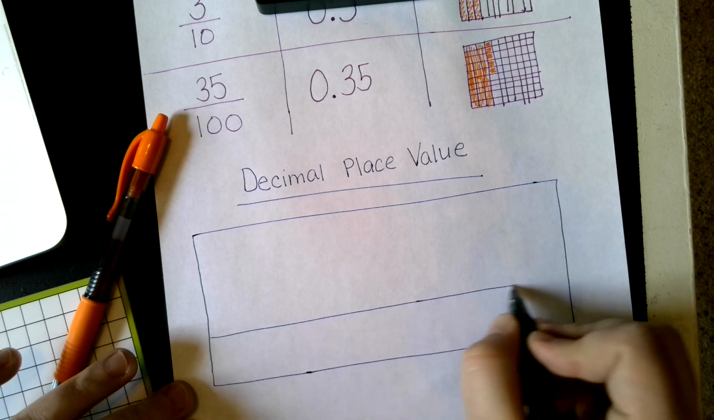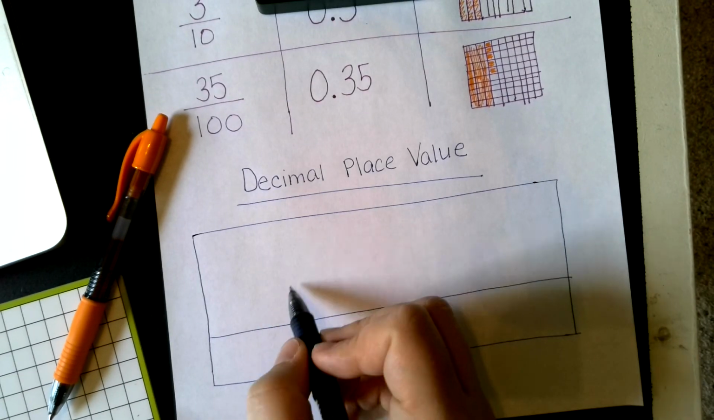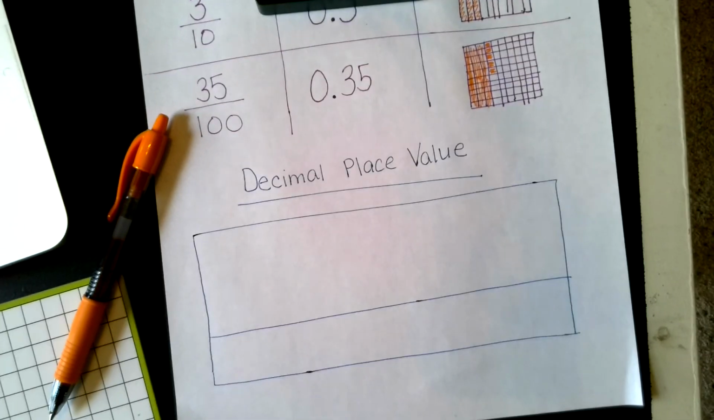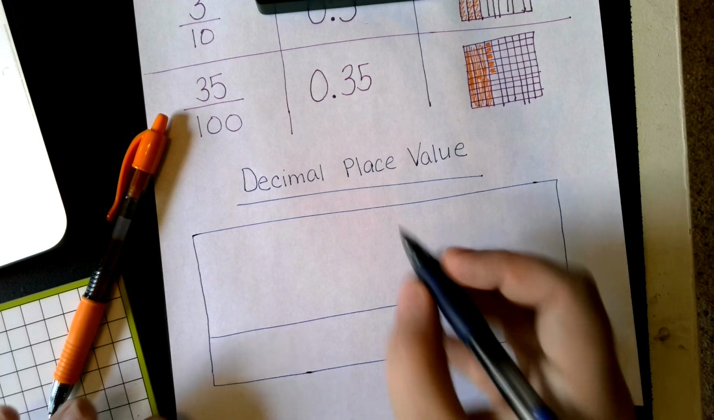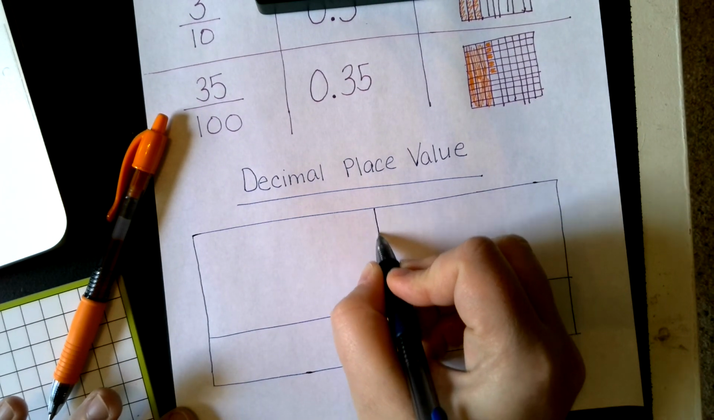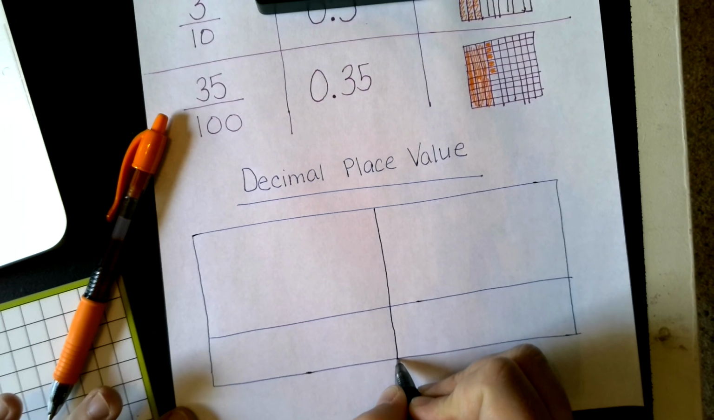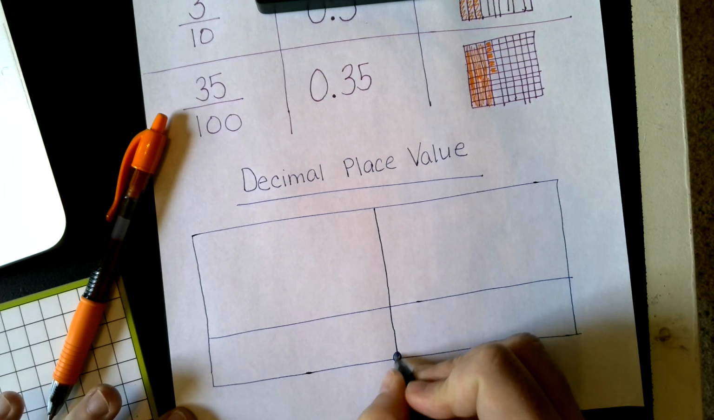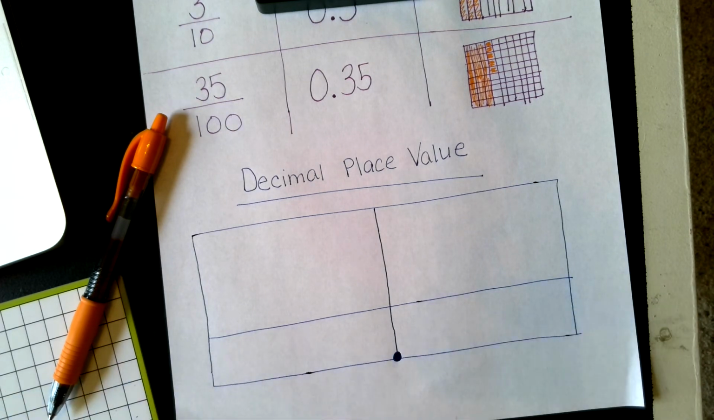And if you'll notice, I'm cutting it, but not in half. I'm going to write some words up here, so I want to make sure that I have plenty of room. Okay. I'm going to draw a line right down the middle. And I'm going to put a big dot right here.